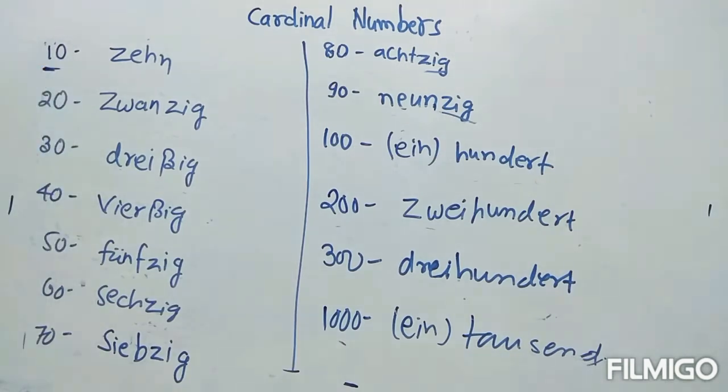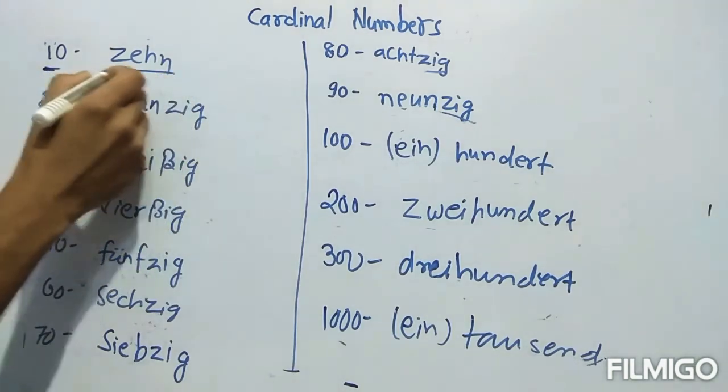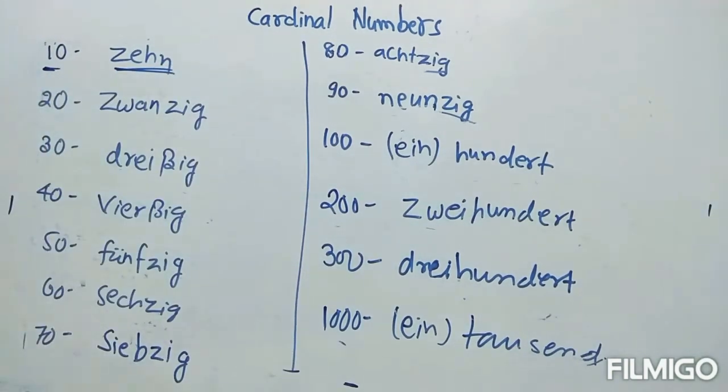This is 10. The pronunciation of 10 is zehn. 20, zwanzig. 30, dreißig. 40, vierzig. 50, fünfzig. 60, sechzig. 70, siebzig. 80, achtzig. 90, neunzig. 100, hundert.